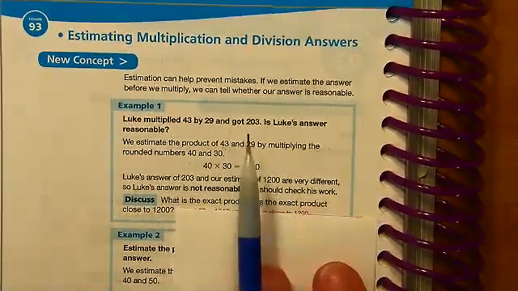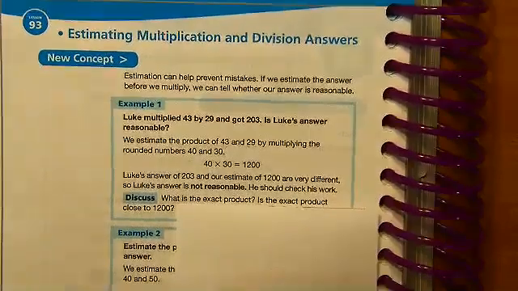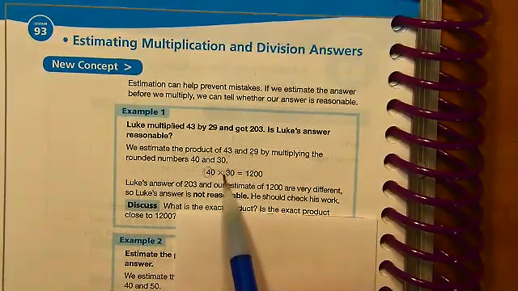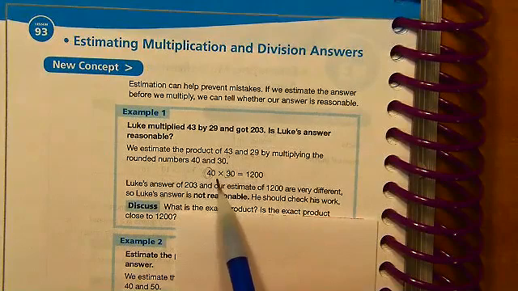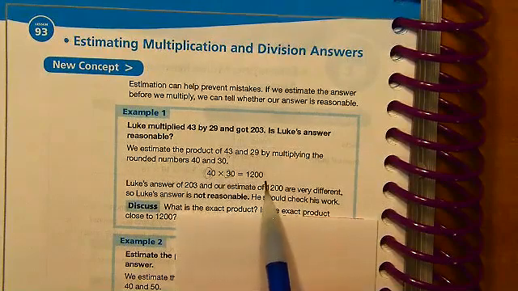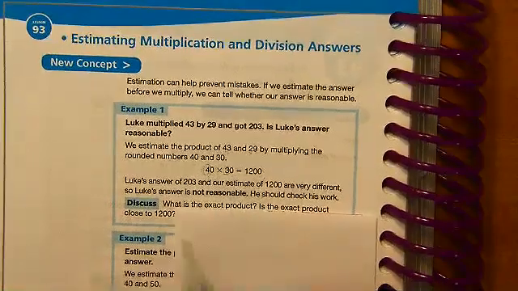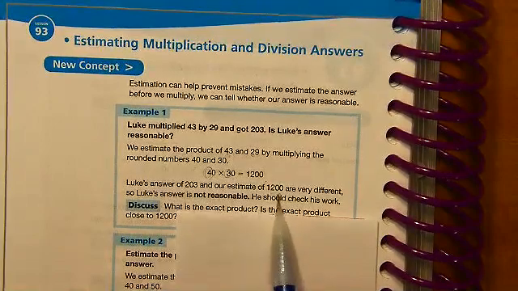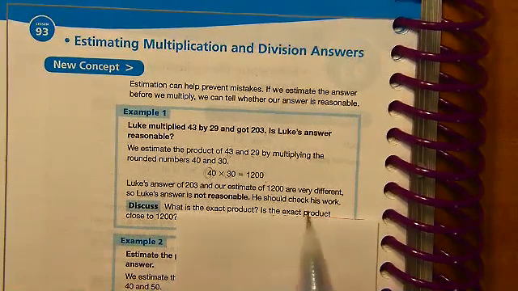So when we multiply 40 times 30, we get 1,200. An easy way to do that, remember, is multiply 4 times 3, and we get 12. And then we put 2 zeros behind it. So that's an easy way of being able to do multiplication in your head if you're working with tens. Luke's answer of 203 and our estimate of 1,200 are very different. So his answer is not reasonable. He should check his work.